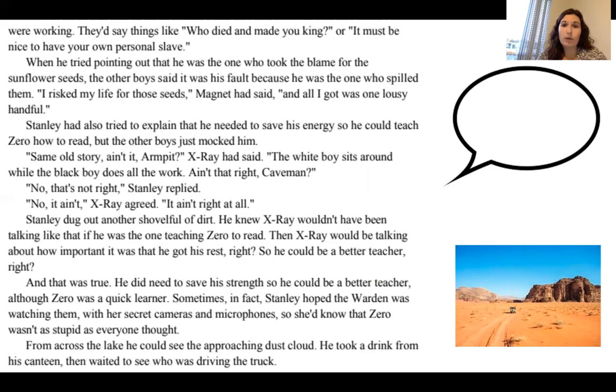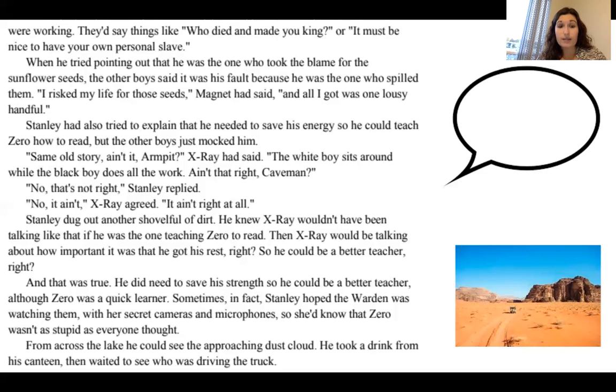He knew X-Ray wouldn't have been talking like that if he was the one teaching Zero to read. Then X-Ray would be talking about how important it was that he got his rest, right? So he could be a better teacher, right? And that was true. He did need to save his strength so he could be a better teacher, although Zero was a quick learner. Sometimes, in fact, Stanley hoped the warden was watching them with her secret cameras and microphones, so she'd know that Zero wasn't as stupid as everyone thought.